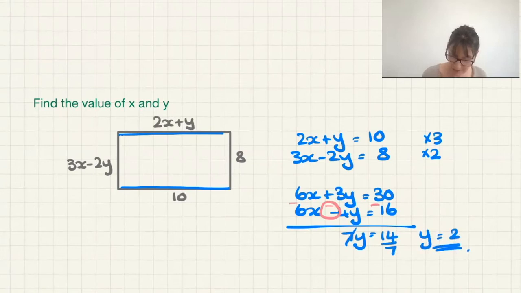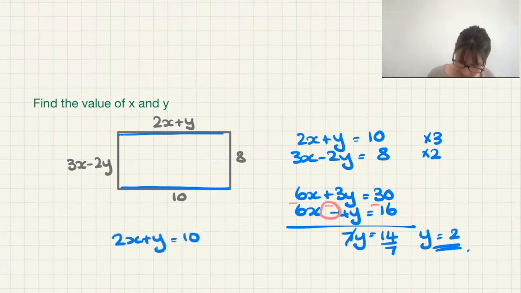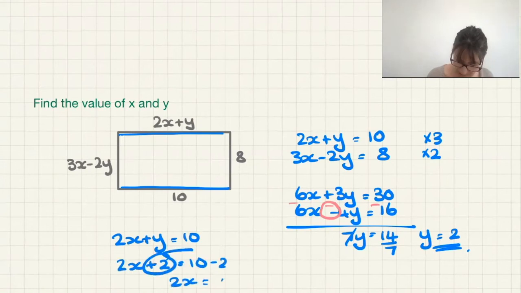Okay, now I've got y. I can just choose one of those equations. I'm going to choose 2x plus y equals 10. I know y is 2, so I've got 2x plus 2 equals 10. Take off the 2 and 2x equals 8. So x is equal to 4.